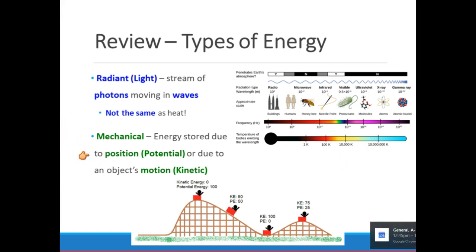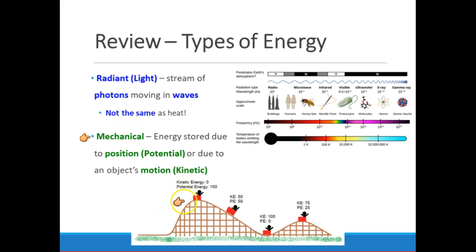Awesome. Now, mechanical energy, this is the energy that is stored in an object due to its position, which we call potential energy, or it's also the energy due to an object's motion, which is its kinetic energy. Okay, so potential and kinetic energy are both types of mechanical energy. Mechanical just meaning placement or motion.